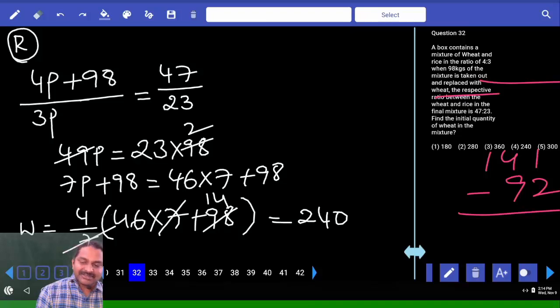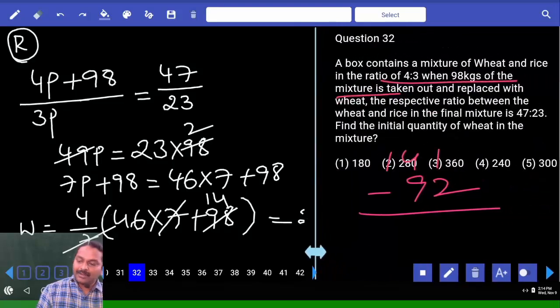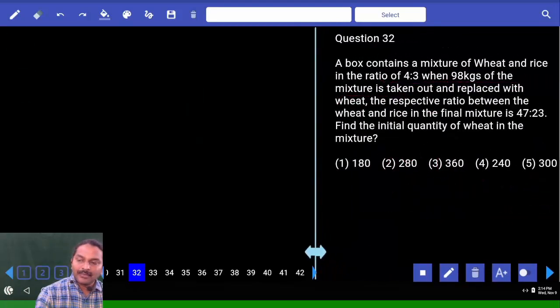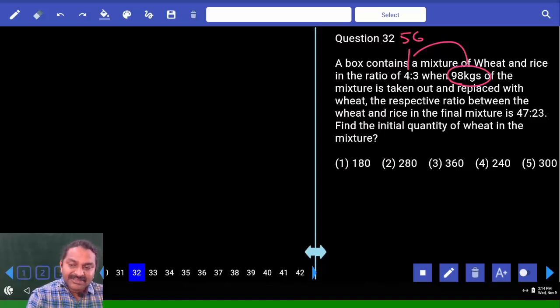I'll tell you some other logic. Now, 98 also should be in the ratio 4:3. 7 parts is 98, then 1 part? 14. 4 parts? 56. 3 parts? 42.